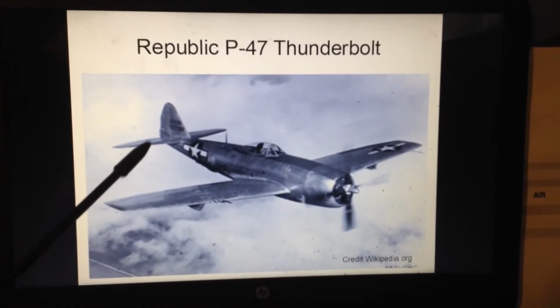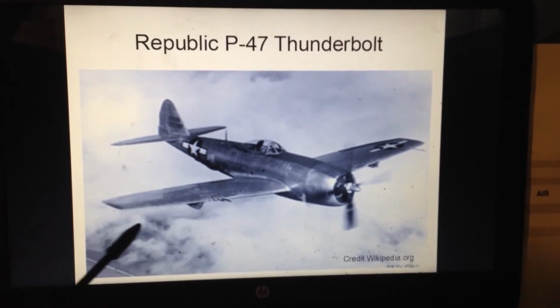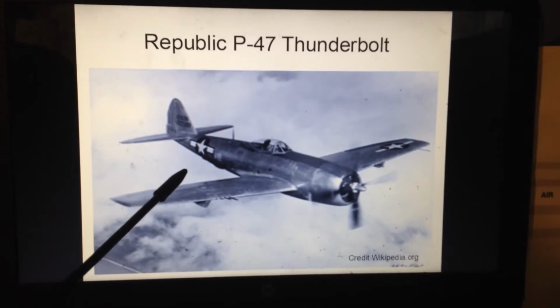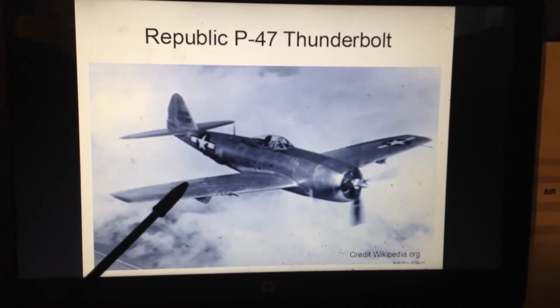Next we have the Republic P-47 Thunderbolt. This is the American equivalent to the Focke-Wulf FW-190.